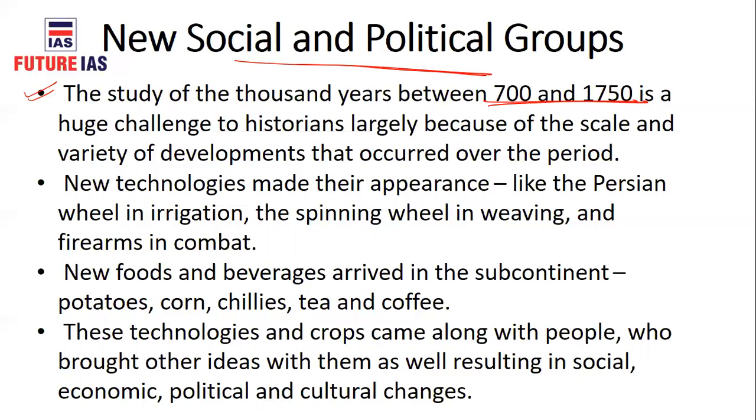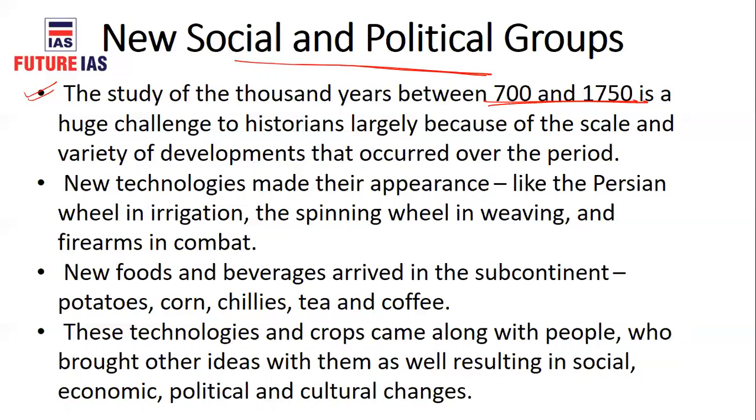And various new technologies made their appearance, like, for example, the Persian wheel in irrigation, the spinning wheel in weaving, and firearms in combat, right. So different technologies made their appearance. And different food habits and beverages arrived in the continents, for example potatoes, corn, chilies, coffee, tea, etc. So new social and political groups used to form, right.